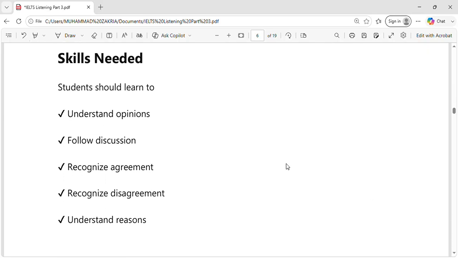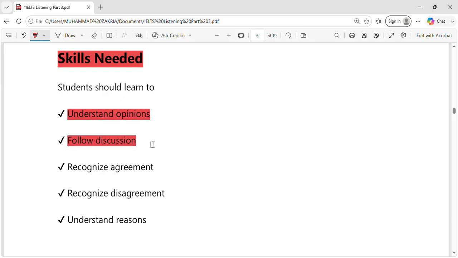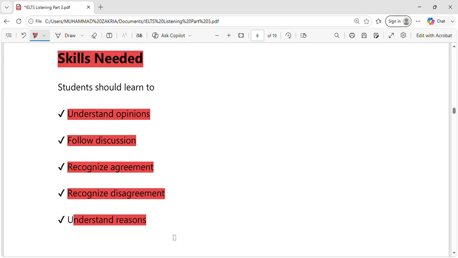The skills needed for this phase: the student must understand everything. Follow the discussion, recognize agreement, recognize disagreement, understand reason. If the speakers agree here, you must be able to recognize the agreement. If the speakers disagree, you recognize that it is a disagreement. Okay, that's it.